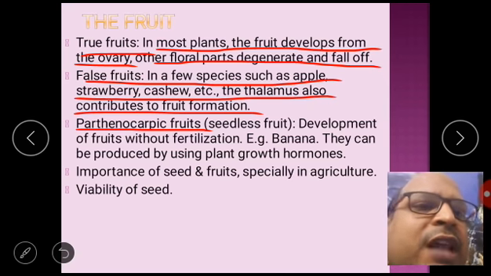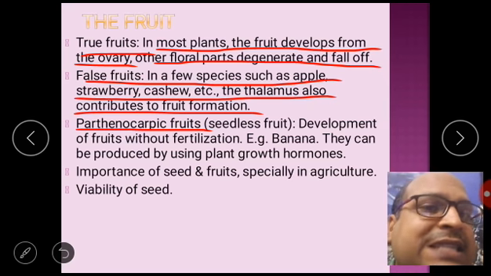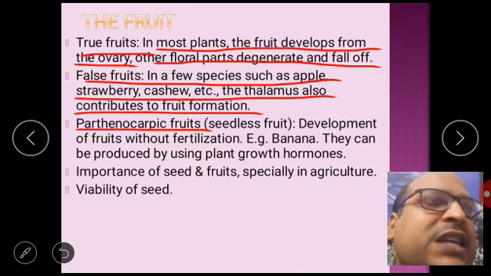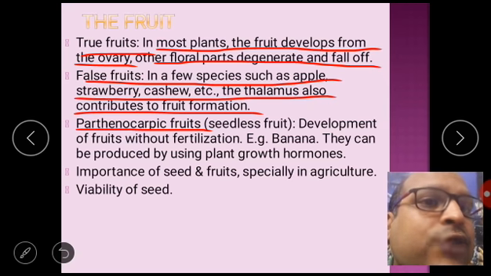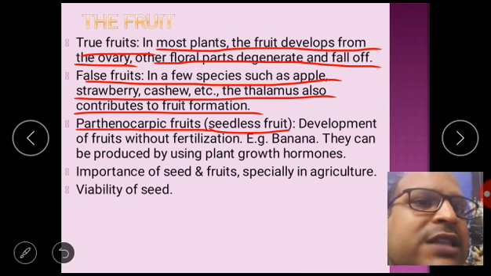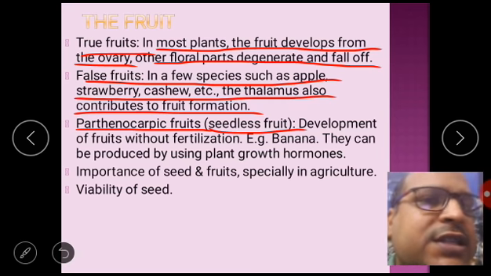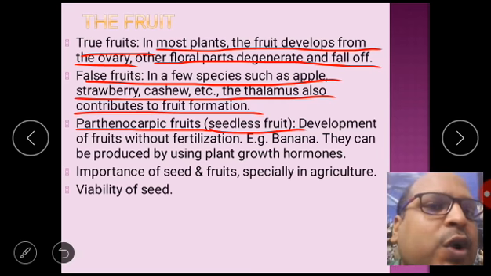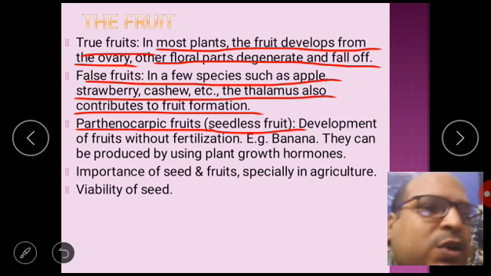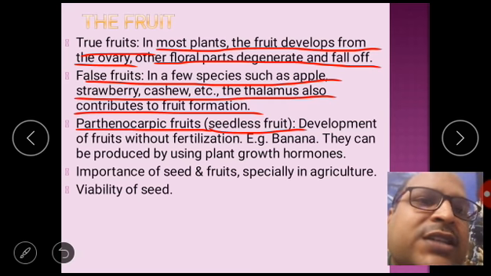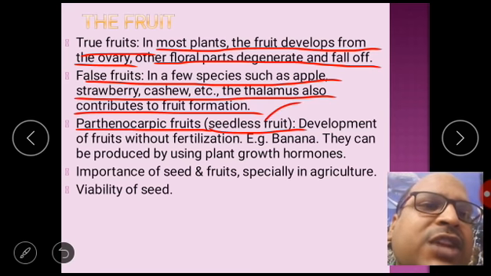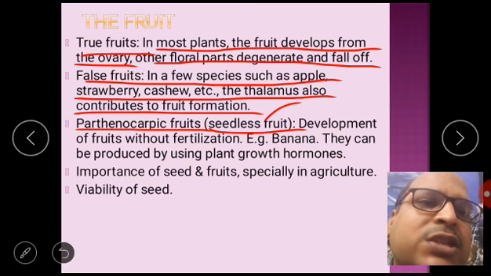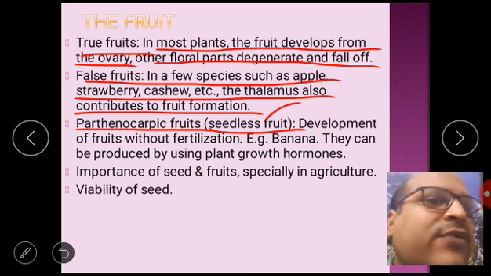Now parthenocarpic fruit. Listen carefully. Parthenogenesis is the thing in which we studied seed formation without fertilization. And here we are going to study fruit formation without fertilization. So in this case, seed will not be formed. This is the difference between parthenogenesis and parthenocarpy. In parthenogenesis there is seed formation without fertilization, and here there will be no seed at all, because fertilization does not proceed. That's why seedless fruit will be formed.